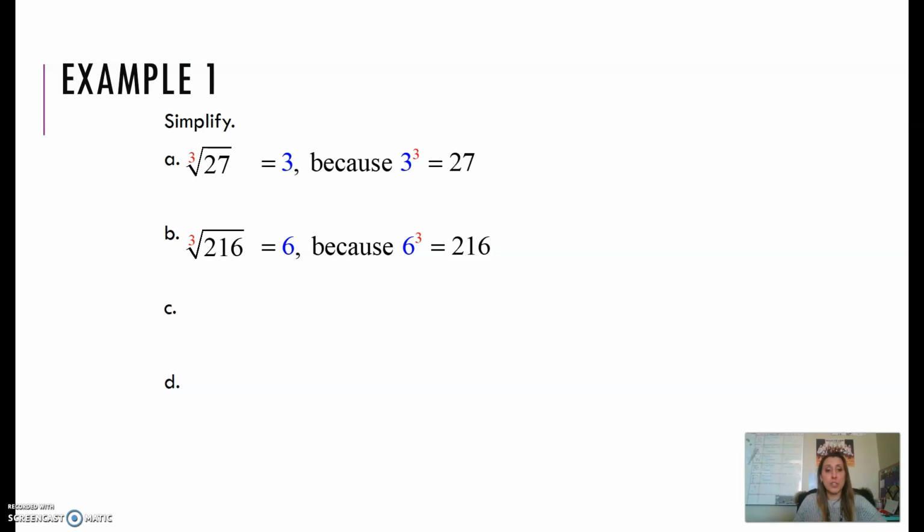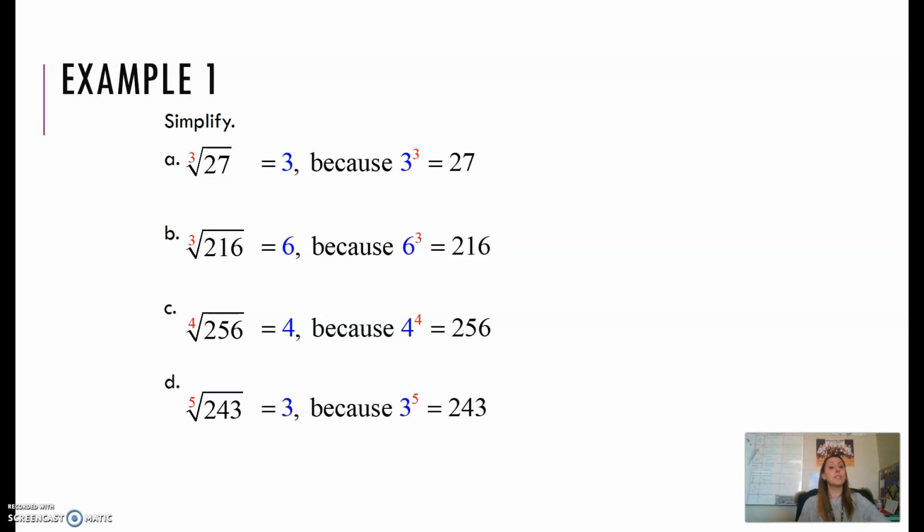I can do the same strategy for finding the cube root of 216. It has to be 6, because 6 times 6 is 36, and then times 6 is 216. So you're going to keep doing that. Try to do this one: find the fourth root of 256. Use your strategy. It could be 2, but that doesn't make sense because 6 to the third power is 216. So it's 4, because 4 times 4 times 4 times 4.